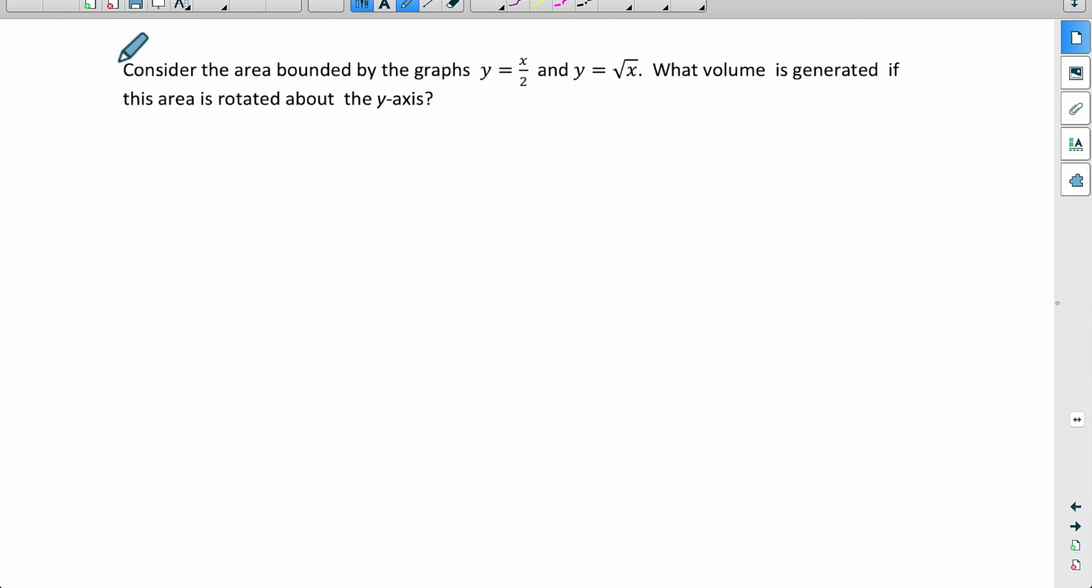Okay, the second one, of course, we're going to rotate around the y-axis. So let's see if we can figure out what this looks like.